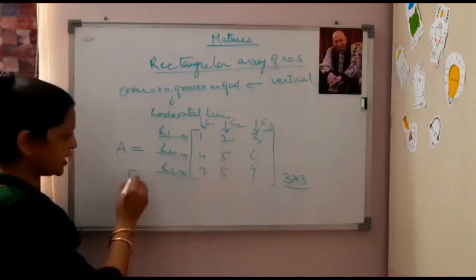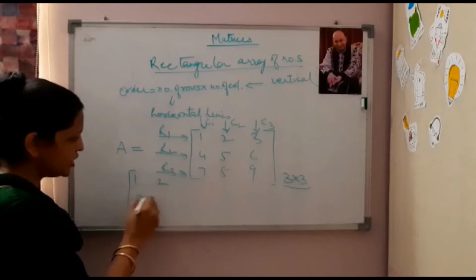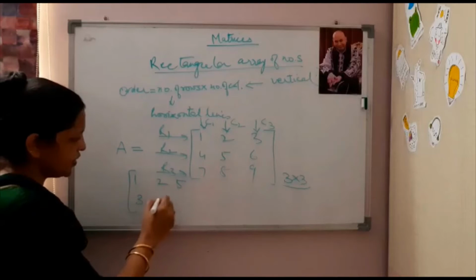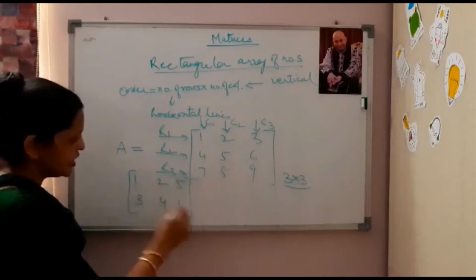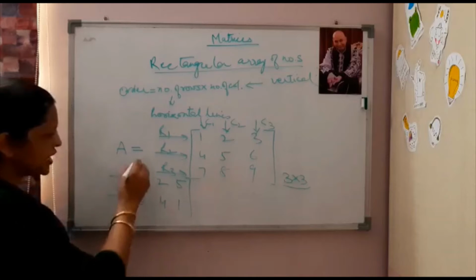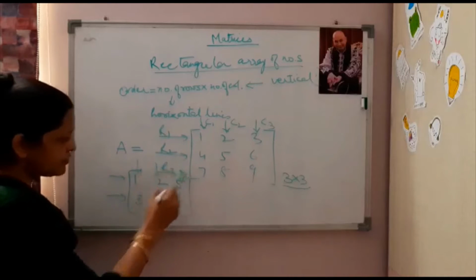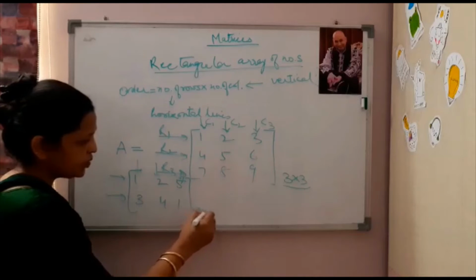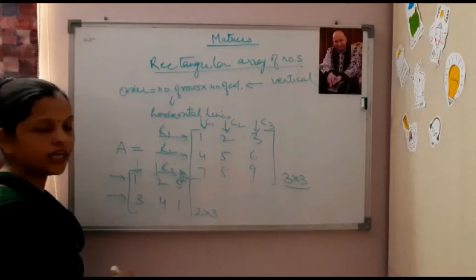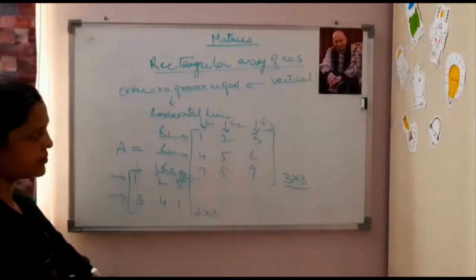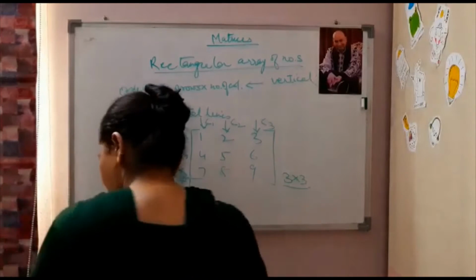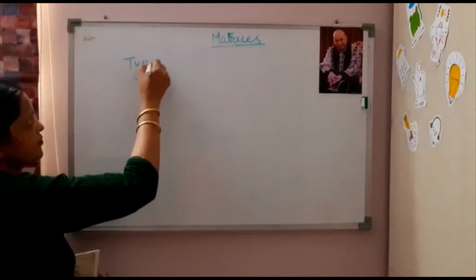Suppose I am giving another example, say 1, 2, 3, 5, 4, 1, like this. In this case, 2 rows and 3 columns. So the order of this will become 2 by 3. Here 2 rows and 3 columns, right? Now the next topic, that is types of matrices.